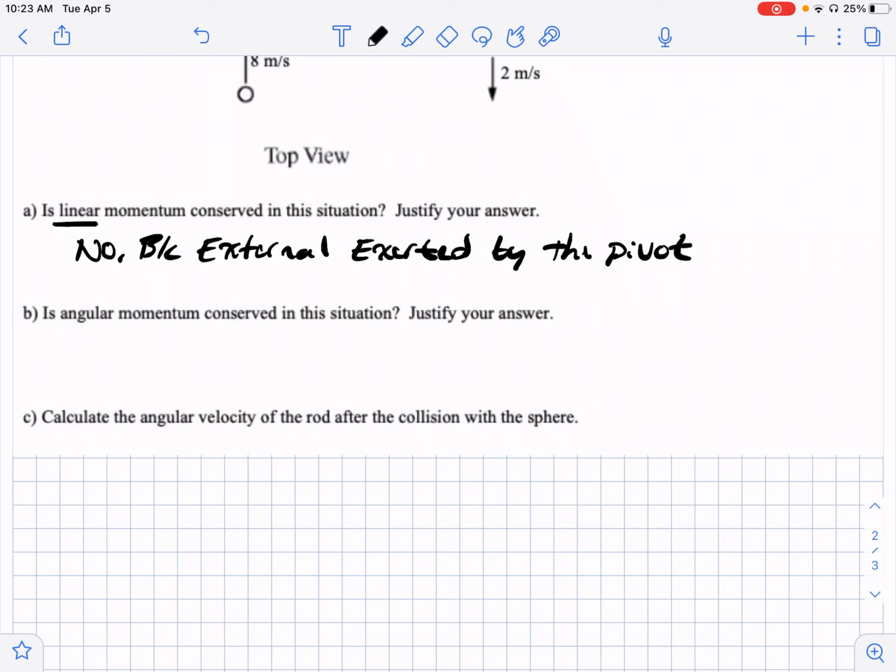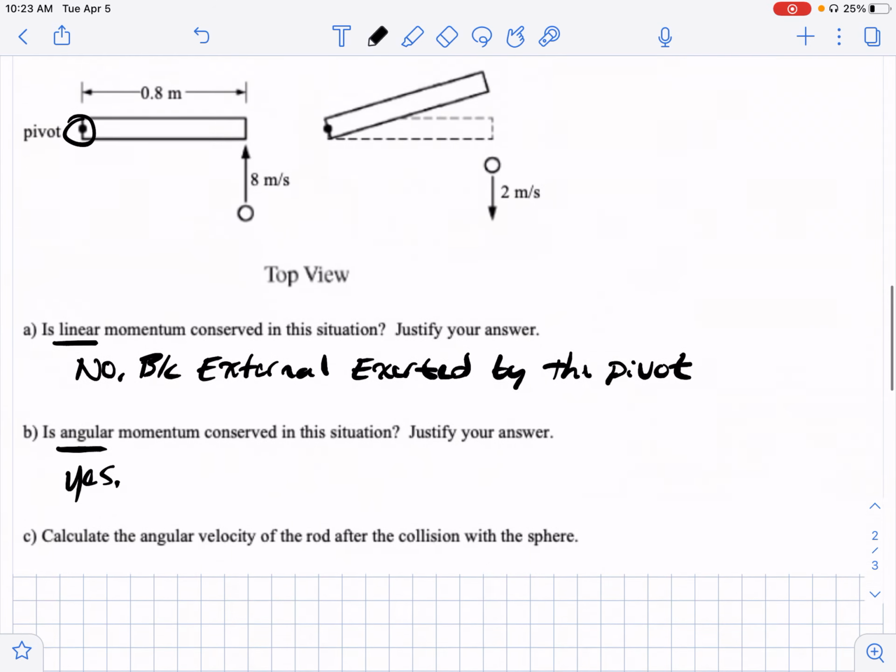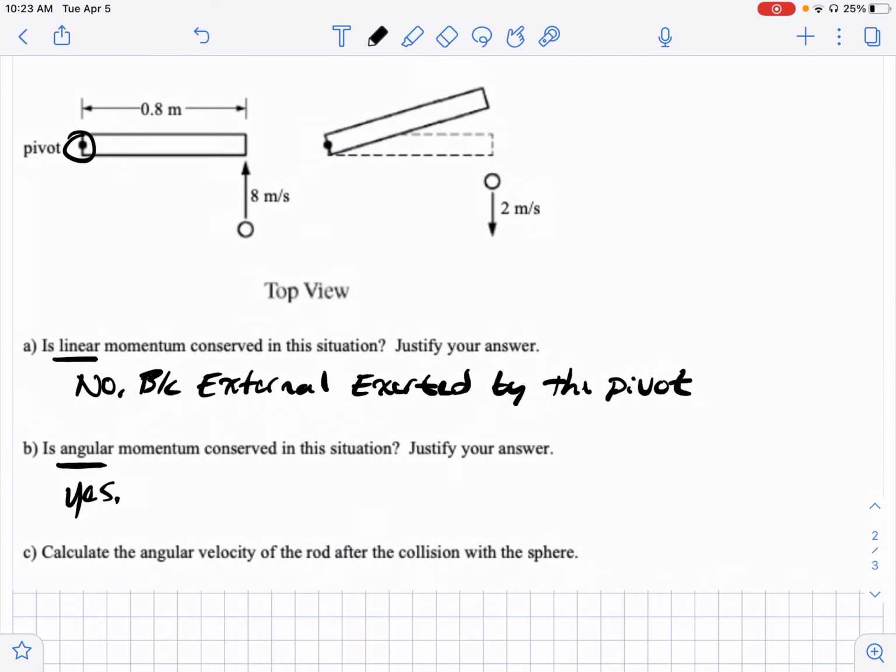And part B says, is the angular momentum conserved in this situation? And the correct answer is yes. Looking at this situation, we said that the pivot caused an external force, but for the pivot, the moment arm is equal to 0, which would mean that the torque exerted by the pivot is equal to 0.